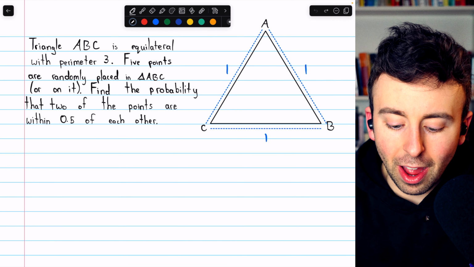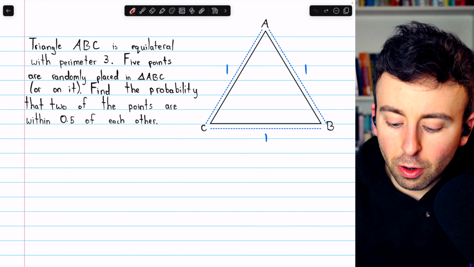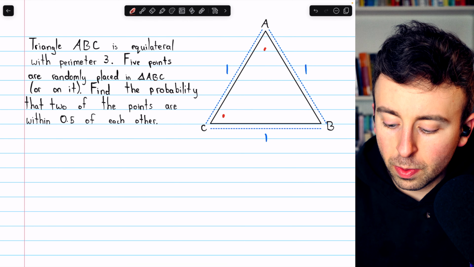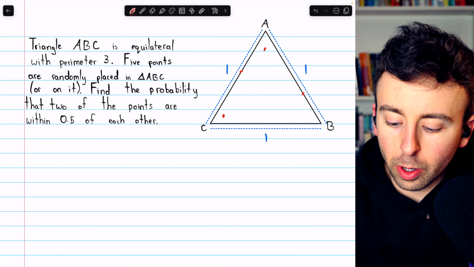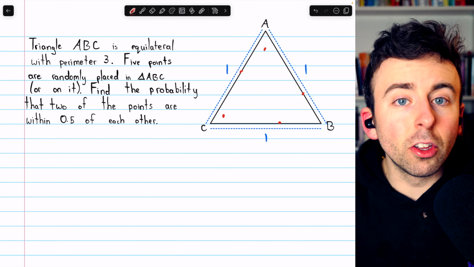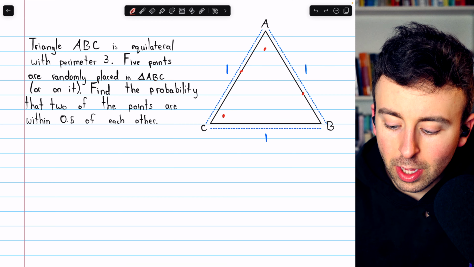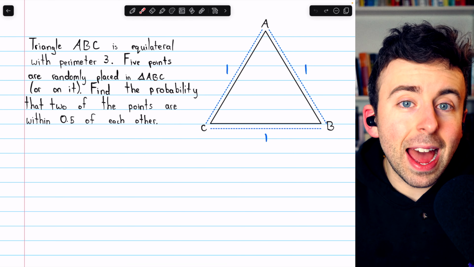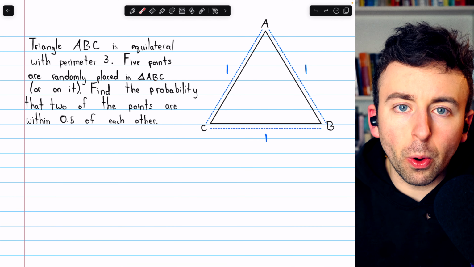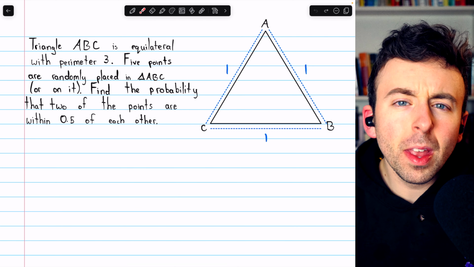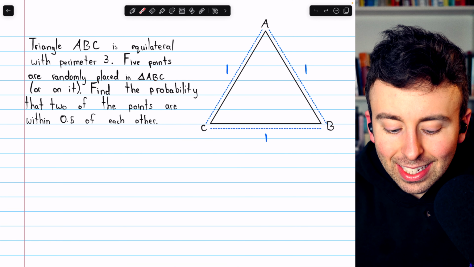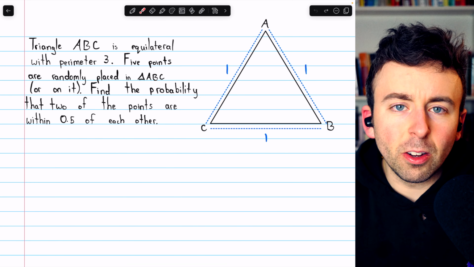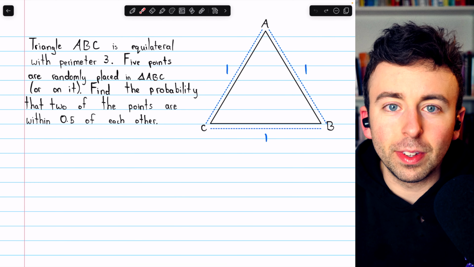So, for example, if 5 points are randomly placed, they could be here, 2, 3, 4, and 5. They could be in the triangle, they could be on the triangle, you could have a point here, here, wherever. And the question is, if we have these 5 randomly placed points in or on the triangle, what's the probability that at least 2 of them are within 0.5 units of each other?